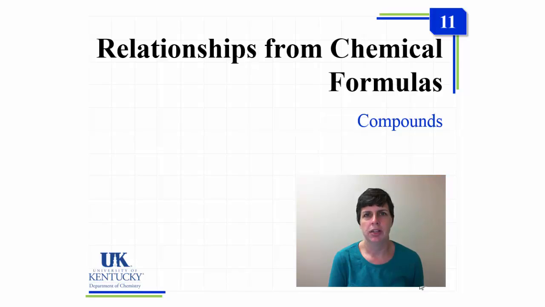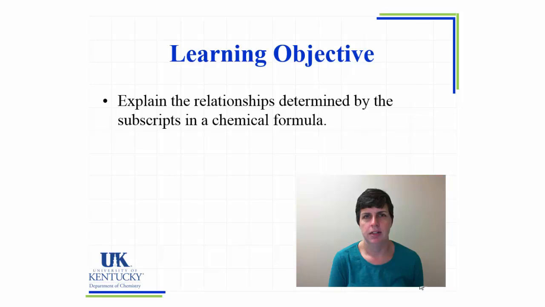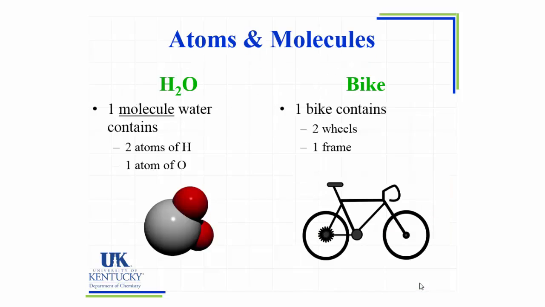In this module, we're going to look at the relationships we find in chemical formulas. By the end of this module, you should be able to write relationships based on the subscripts in the formulas of compounds. When I look at a molecule of water, what I see is that each molecule contains 2 atoms of hydrogen and 1 atom of oxygen. Much like if I disassemble a bike, I'm left with 2 wheels and 1 frame.